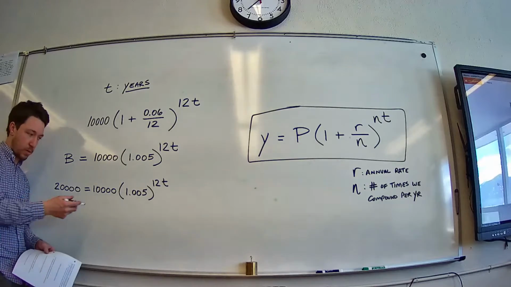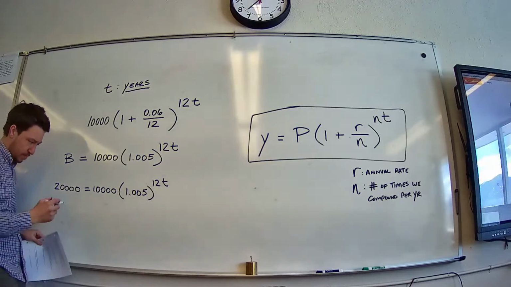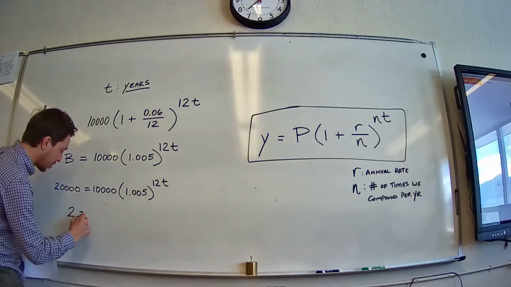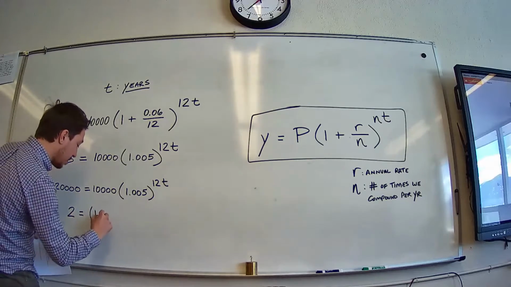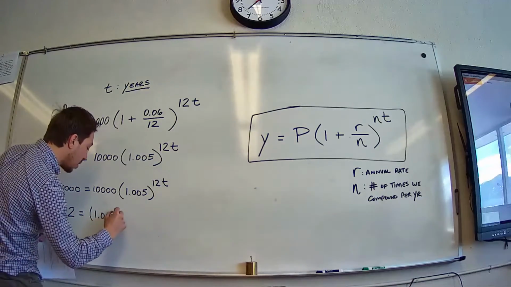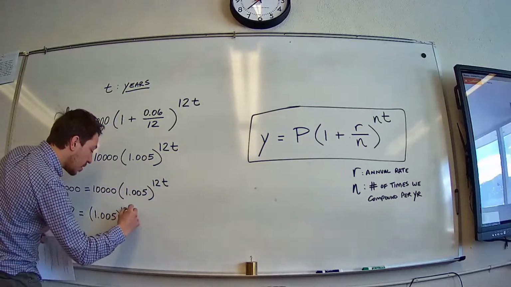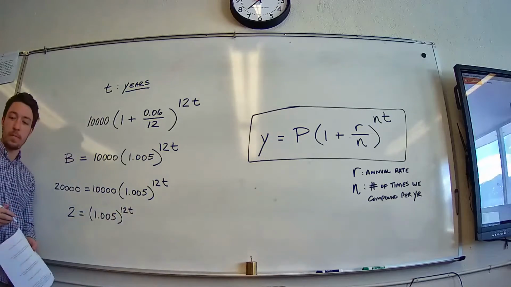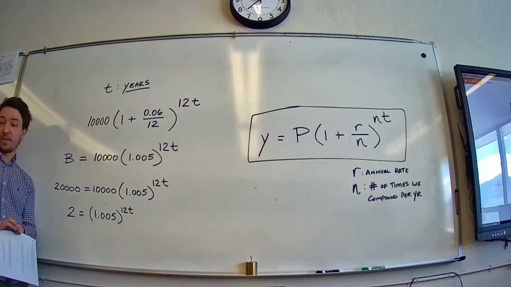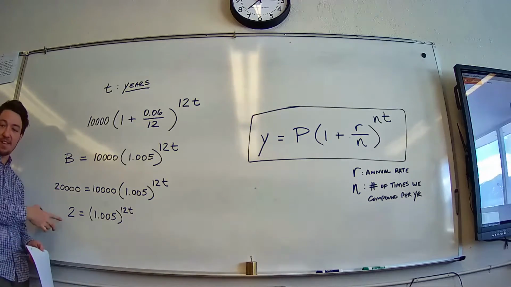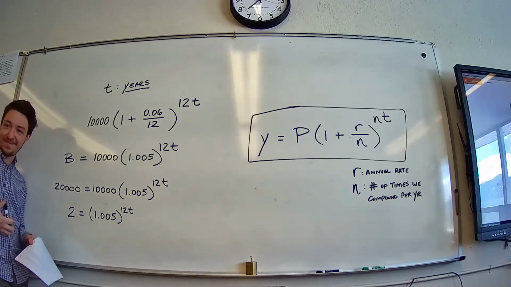And what's the first step to solving this? Divide by 10,000. Divide by 10,000. And by the way, here's some food for thought for you. Look at that. Do you see?